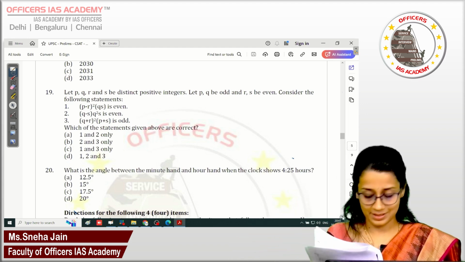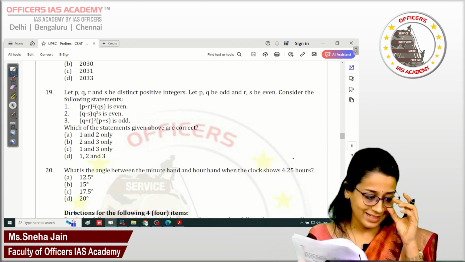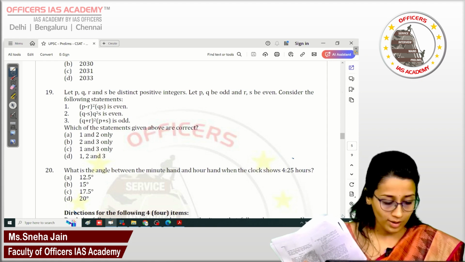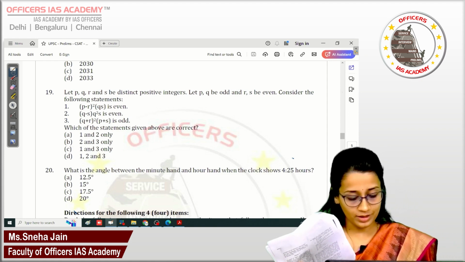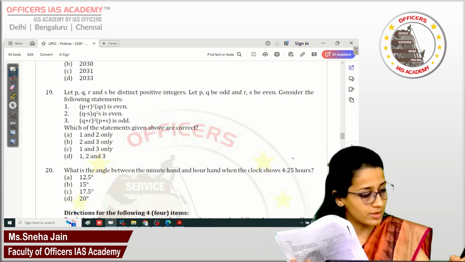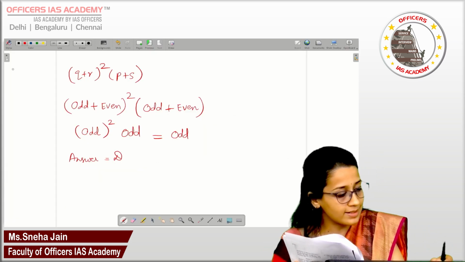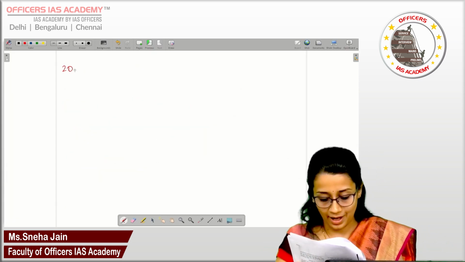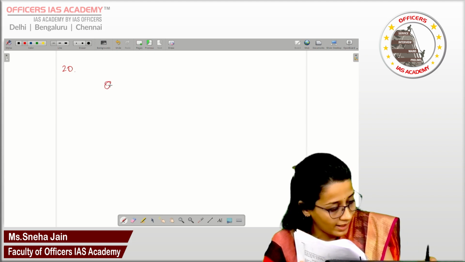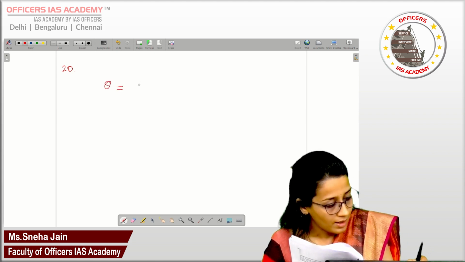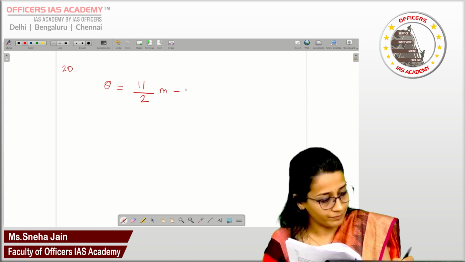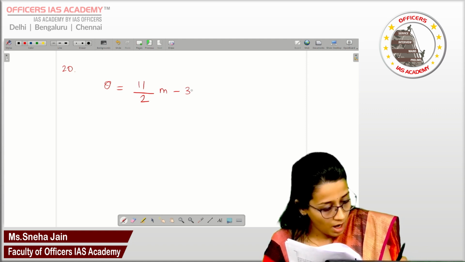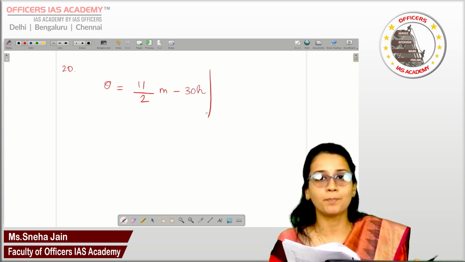We move to the next question, 20. A very easy question, direct formula. What is the angle between the minute hand and the hour hand when the clock shows 4:25 hours? So, we move ahead. What is the formula for angle between the minute hand and the hour hand? Your angle is 11 by 2 minutes minus 30 hours, and you have to take the positive figure.